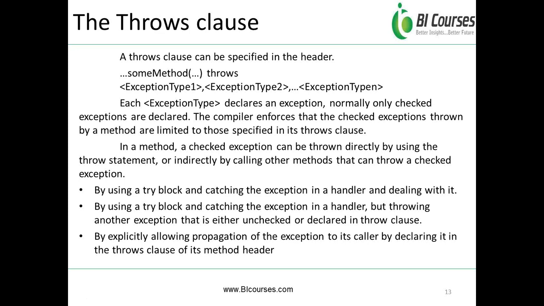In a method, a checked exception can be thrown directly by using the throw statement, or indirectly by calling other methods that can throw checked exceptions. By using a try and catch block, we can handle these exceptions, and we can throw another exception that is either unchecked or declared in the throws clause, or we can explicitly allow propagation of the exception to its caller by declaring a throws clause in its method header. I'll explain all these statements.